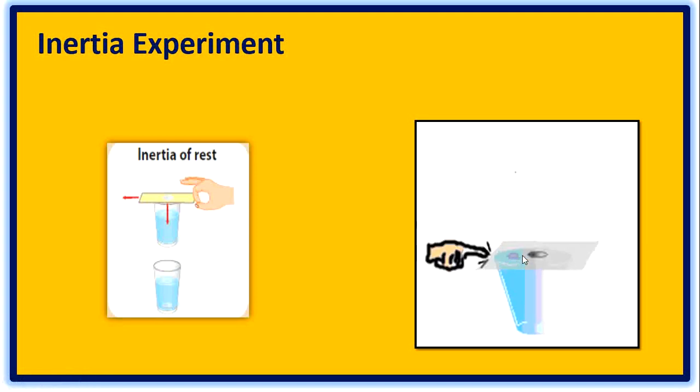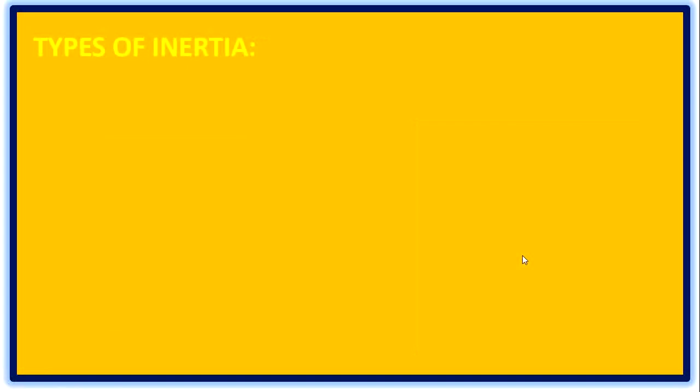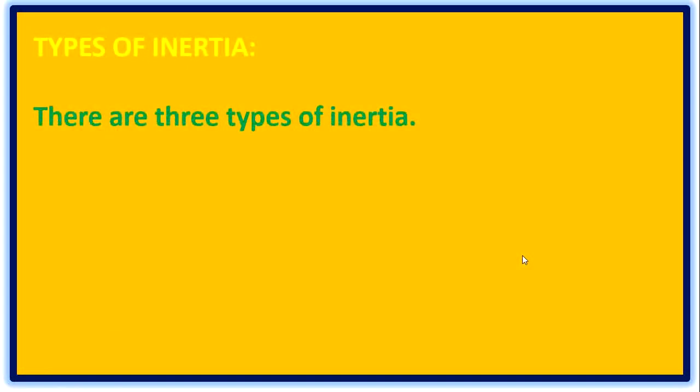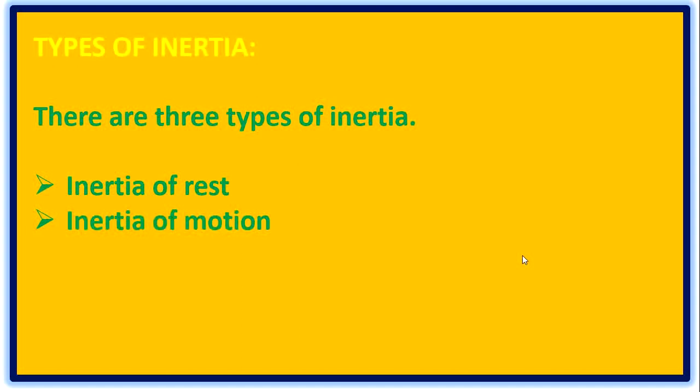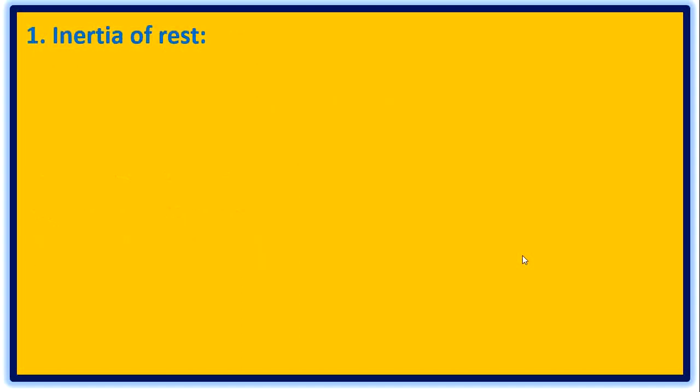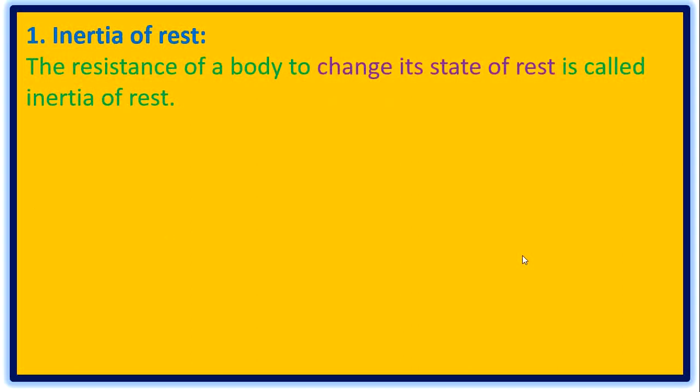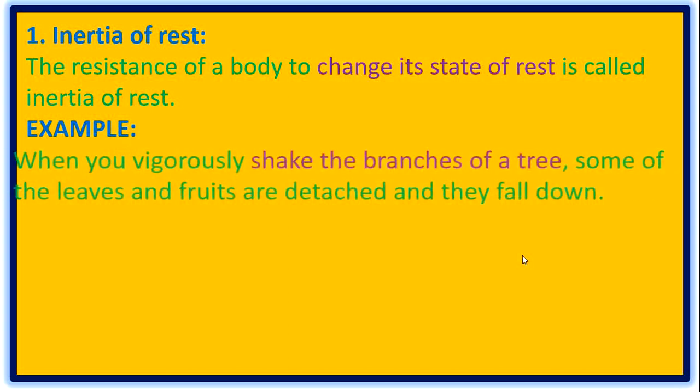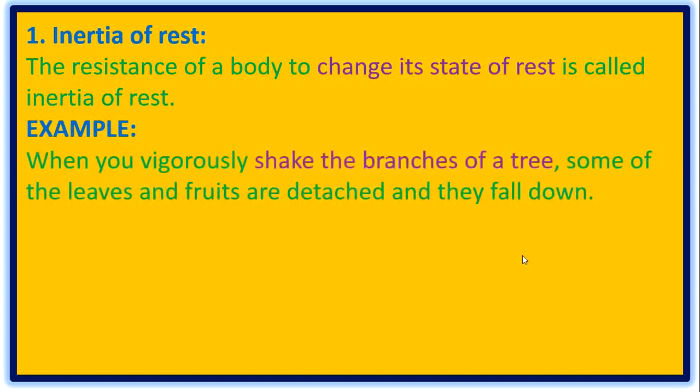Now let us see the types of inertia. There are three types of inertia: inertia of rest, inertia of motion and inertia of direction. Now what is called inertia of rest? The resistance of a body to change its state of rest is called inertia of rest.